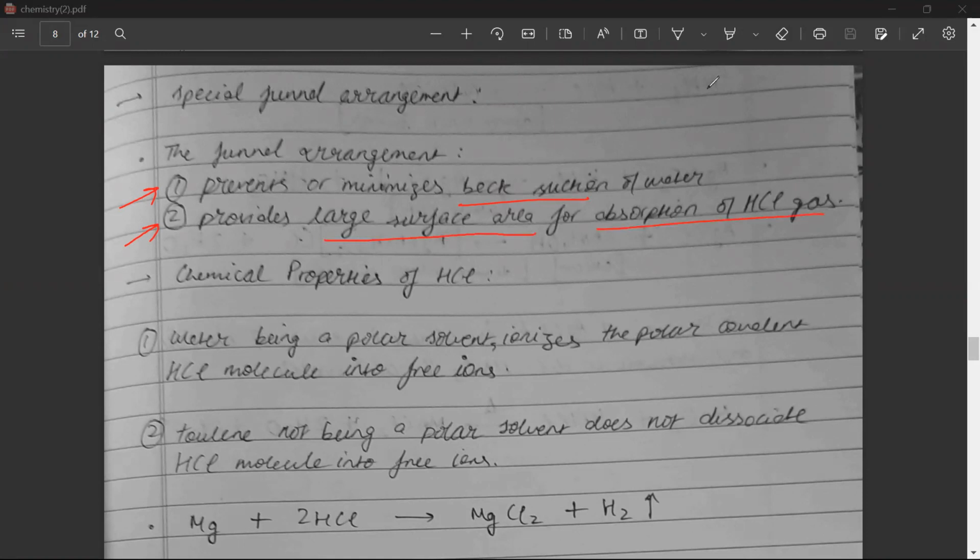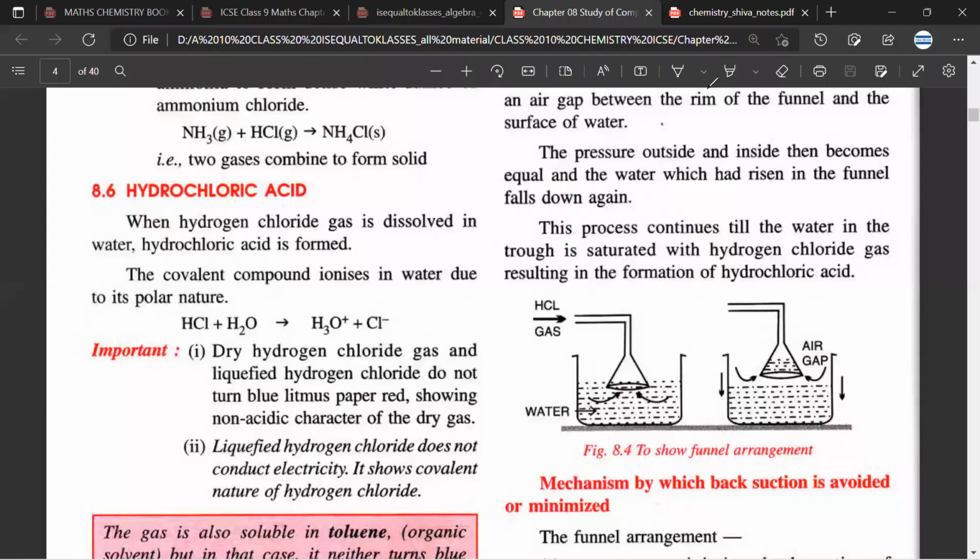So this is what the funnel arrangement looks like. This is the special funnel arrangement. So let's move on to the next section.